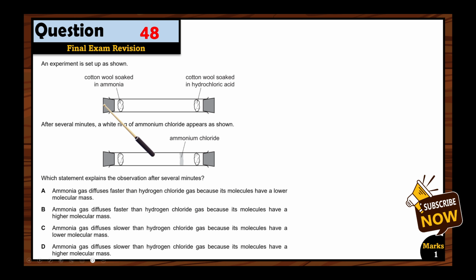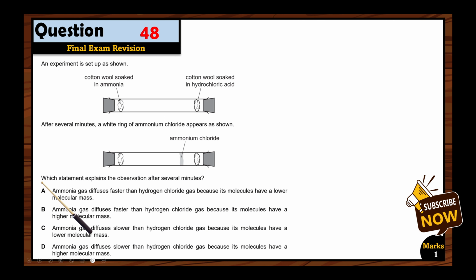An experiment is set up as shown here. Okay, after several minutes, a white ring of ammonium chloride appears as shown here. So which statement explains the observation after several minutes? Okay, so now we can see HCl is here, and we get the ammonium chloride near the HCl. What does it mean? It means ammonia has diffused faster here. And when HCl was coming, it was coming slowly. So we see the ammonium chloride ring here near the HCl, because HCl diffuses slower as compared to that of ammonia. So our product is formed near the HCl.